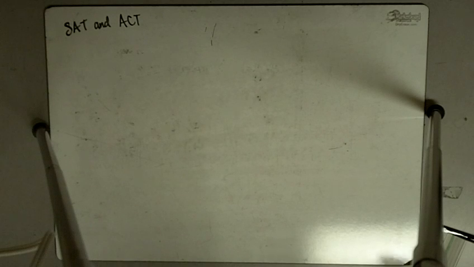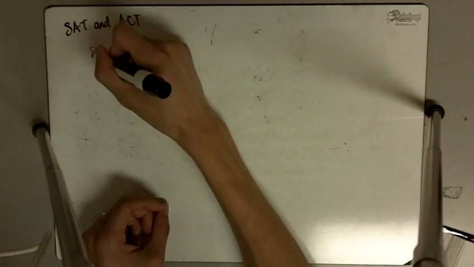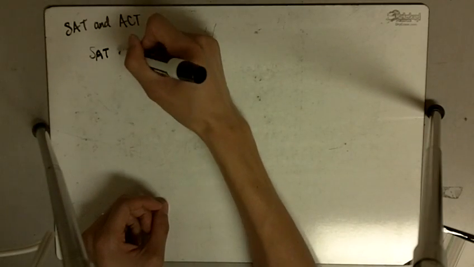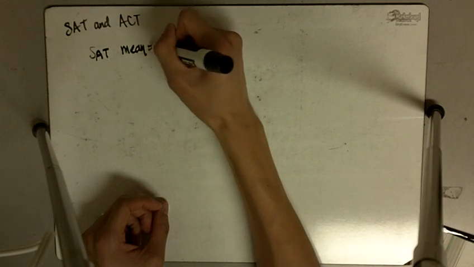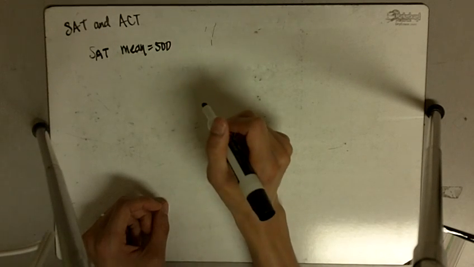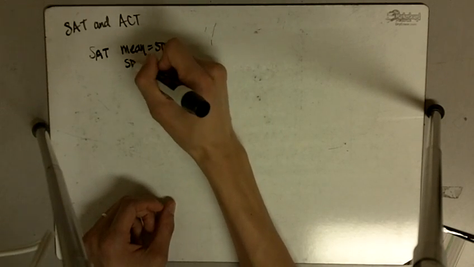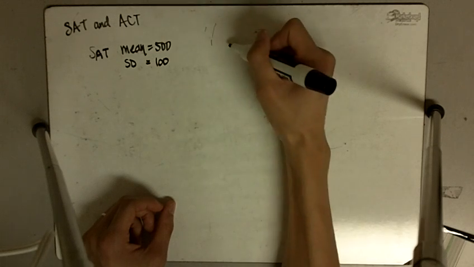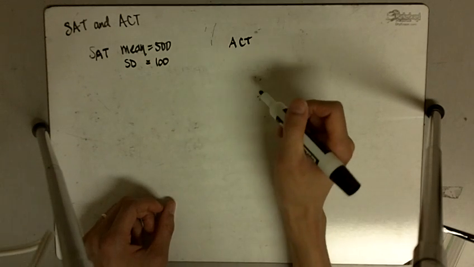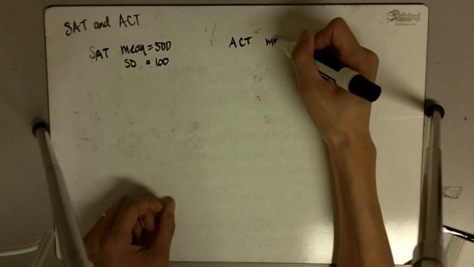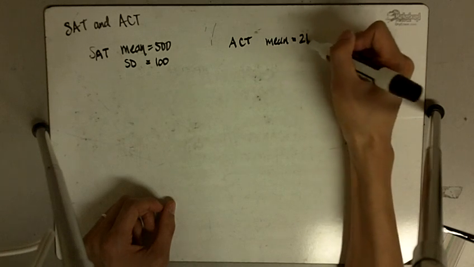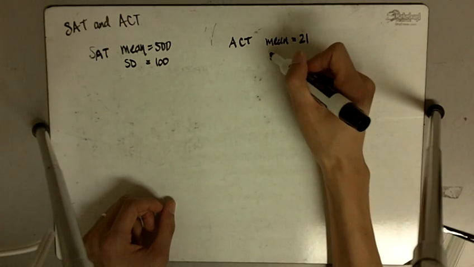It says quantitative SAT scores have a mean. So for the SAT, the mean is 500, it says, and the standard deviation is 100. For the ACT, it says the mean is 21, and the standard deviation is 5.